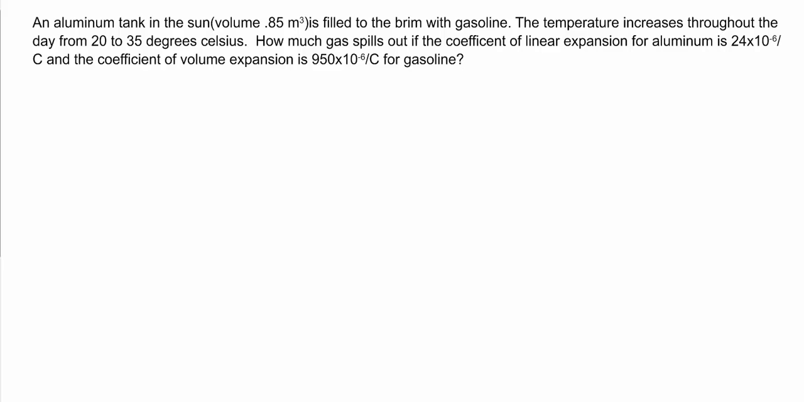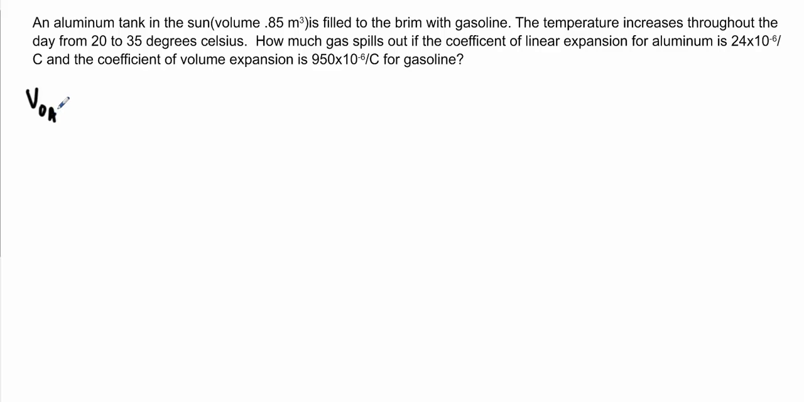Let's take a look at an example problem that involves volume expansion of two different things. An aluminum tank in the sun is filled to the brim with gasoline. The temperature increases throughout the day from 20 to 35 degrees Celsius. How much gas spills out if the coefficient of linear expansion of aluminum is 24 times 10 to the negative 6 per degree Celsius, and the coefficient of volume expansion is 950 times 10 to the negative 6 per degree Celsius for gasoline?